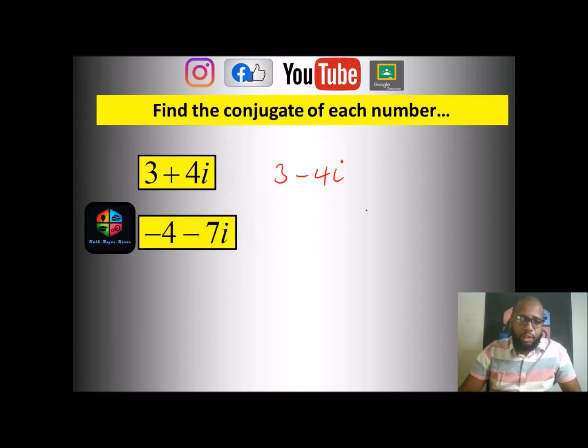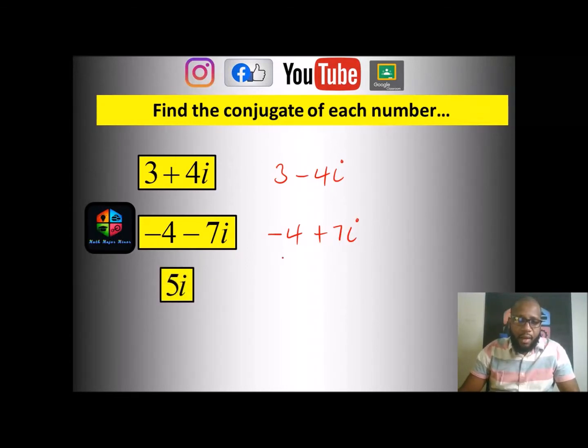Now, what about the conjugate of negative 4 minus 7i? The real component is negative 4, the imaginary component is negative 7. So I keep the negative 4, but I change the sign of the negative 7, and that becomes a positive 7i.